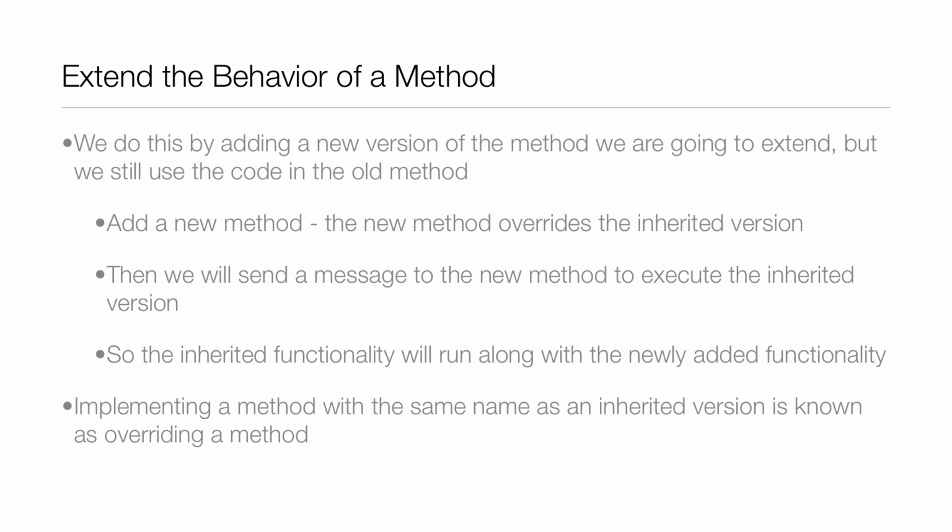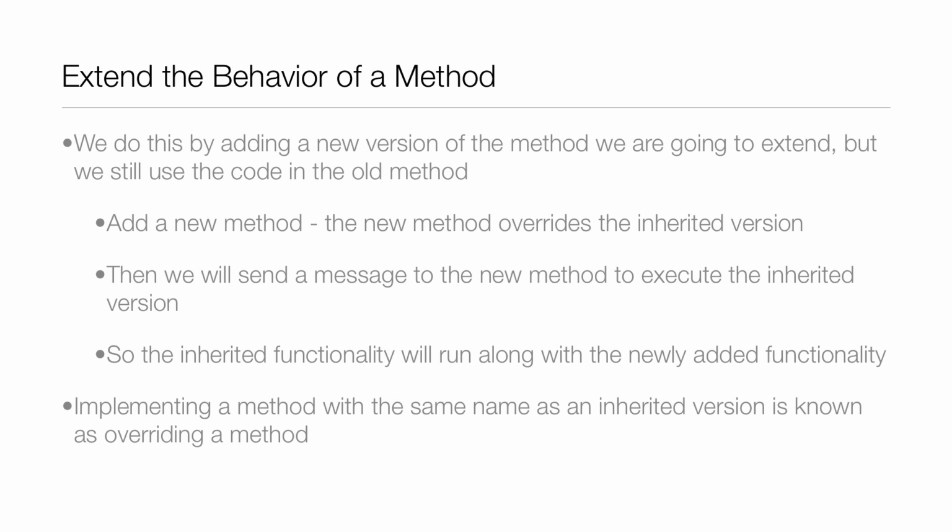You can also extend the behavior of a method. We do this by adding a new version of the method we're going to extend, but we still use the code in the old method. So you add a new method, and the new method overrides the inherited version, and then we send a message from the new method that we just created, which has the same name as an old method from the superclass, to execute the inherited version.